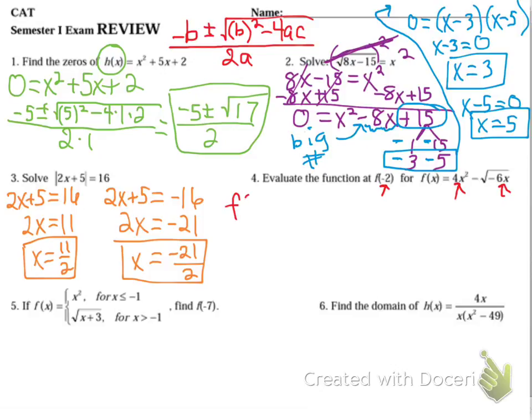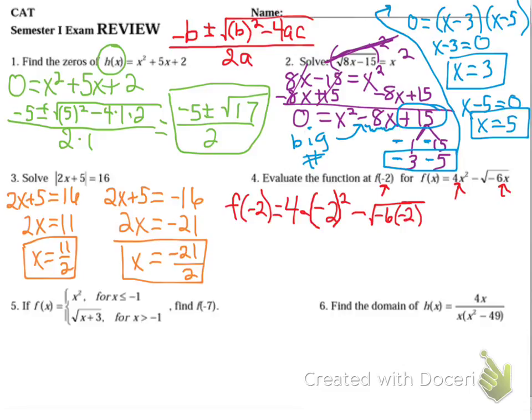Please be careful. The biggest mistake I see here is somebody writes this. Do not write this. Okay? 4 times negative 2 squared. The issue is if you plug that in your calculator wrong, without these parentheses, it will give you the wrong answer. So my rule of thumb is anytime I plug in a negative number, I put it in parentheses.